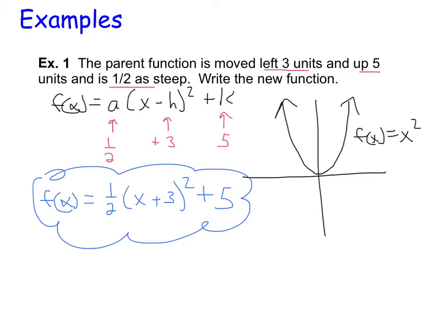Now, what will that look like on the graph? Well, let's go ahead and put it on there. I see it's going to move 3 to the left. It's going to move 5 up. 1, 2, 3, 4, 5. So the vertex point is going to be right there at -3, 5. And then it's going to be wider. It's going to be half as steep. So that function, we're just going to kind of sketch it in there. And that is what the parabola will look like.